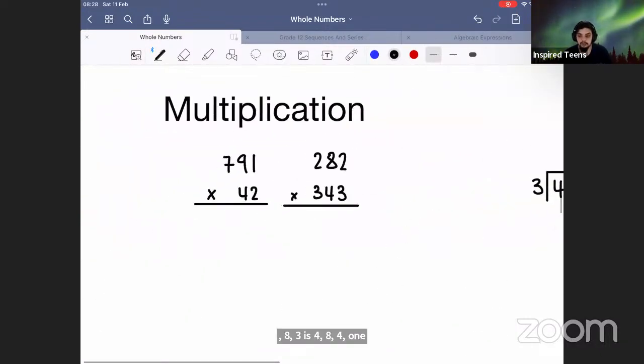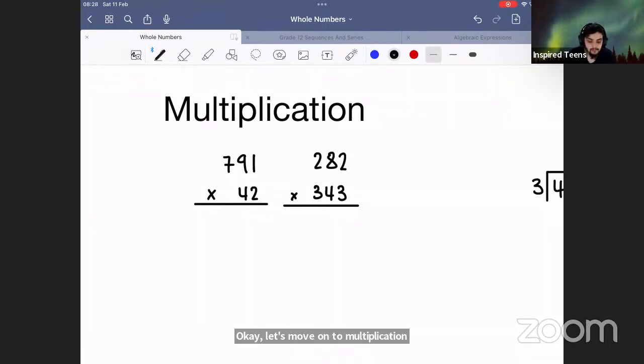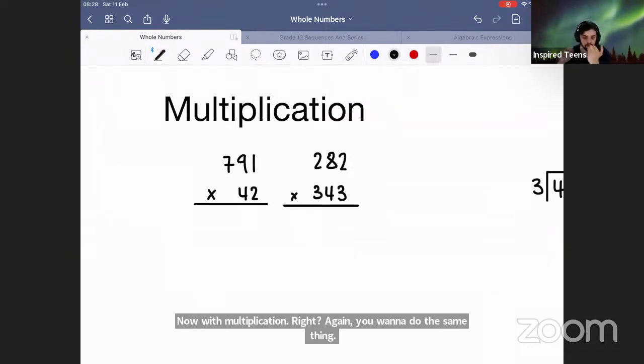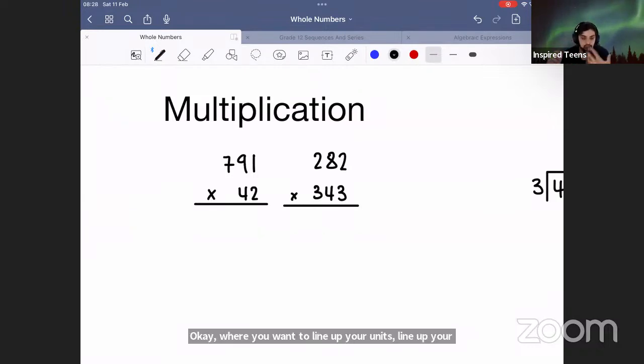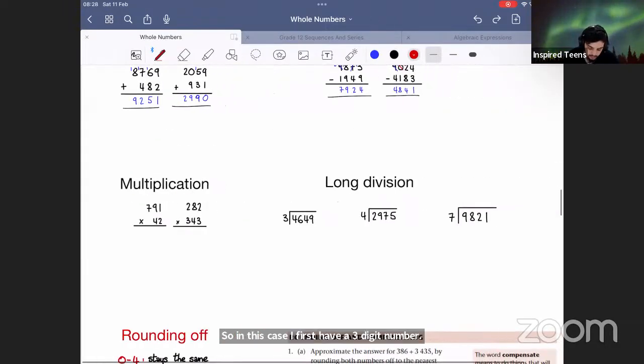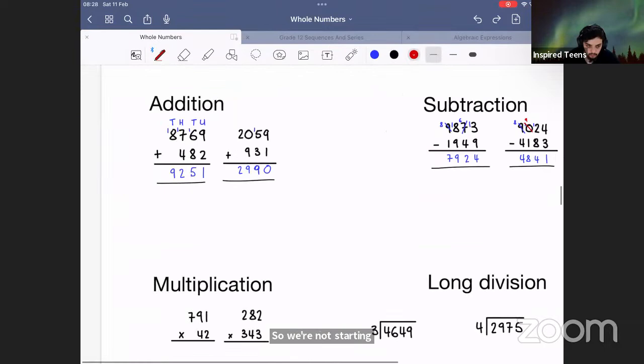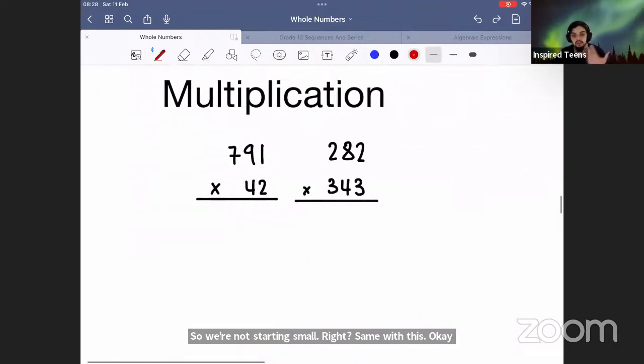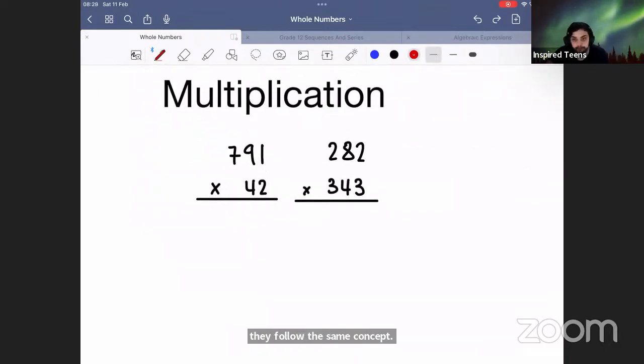Okay, let's move on to multiplication. Now with multiplication, again, you want to do the same thing, where you want to line up your units, line up your tens, line up your hundreds. So in this case, I first have a 3-digit number. So we're not starting small. They follow the same concept, but here we're not starting small. We're not doing 2-digit values, okay?